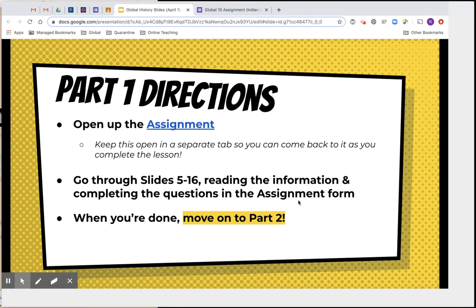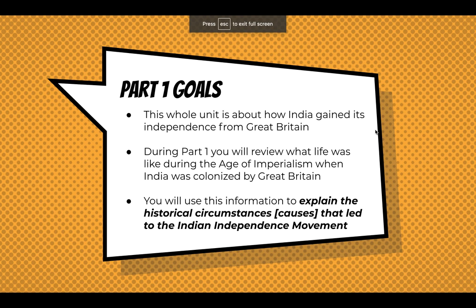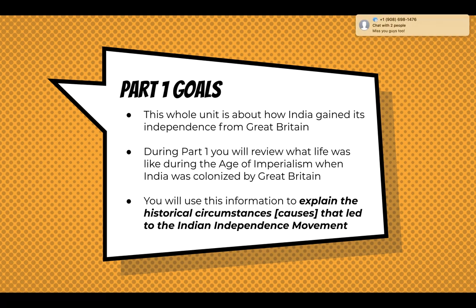So moving on. The goals for this one, like our objectives: as I said, this whole unit's about how India gains its independence from Great Britain. During part 1, you are going to review what life was like during the age of imperialism. Reminder, imperialism was when a more powerful country, meaning a country that had a more advanced economic system or was more industrialized, was able to conquer and take over other places.